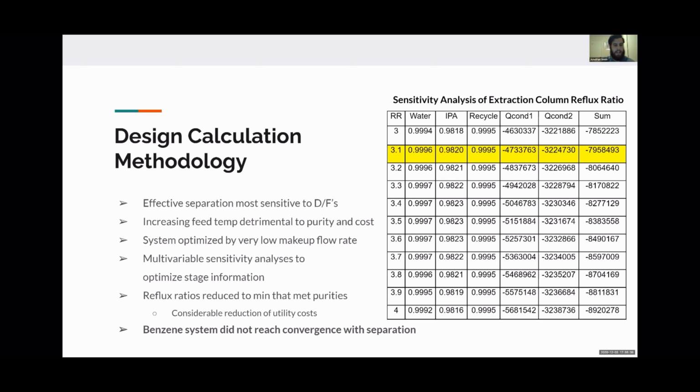And then the benzene systems, which is our other entrainer, would not reach convergence. The initial column by itself would only reach convergence if benzene was input at very high flow rates. And so in that situation, the bottoms was almost completely benzene. And so there was no separation whatsoever of the isopropanol and the water. And so at a variety of parameters, that system was not able to converge in Aspen.